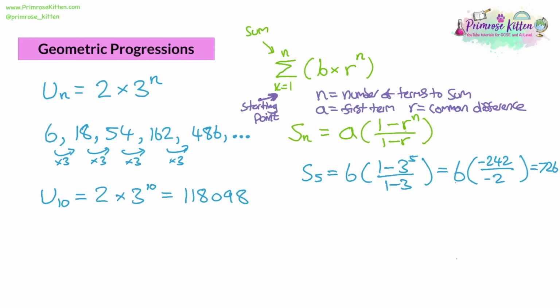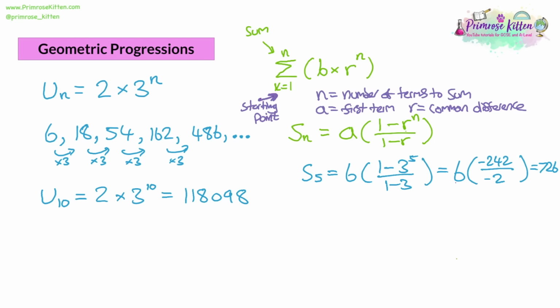Now let's go back to our last example. Let's add them up and see what we get. So 6 plus 18 plus 54 plus 162 plus 486. All that together, it does give us 726. So we can see that the formula works.